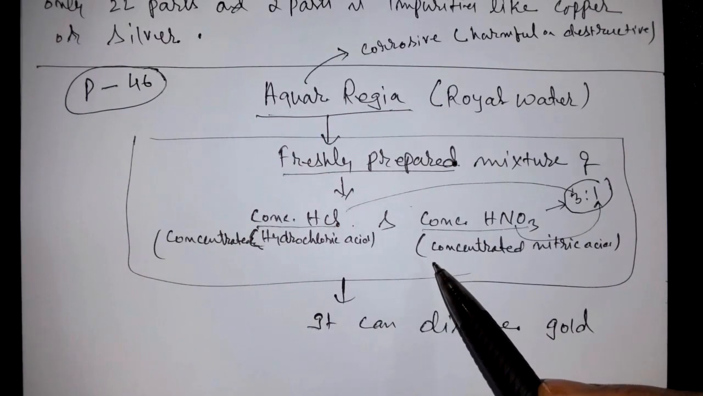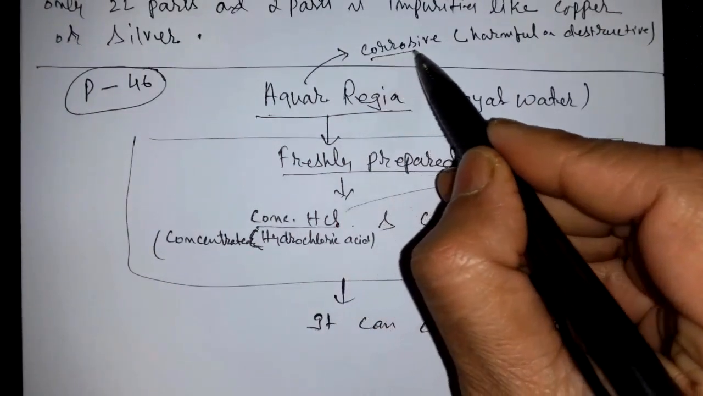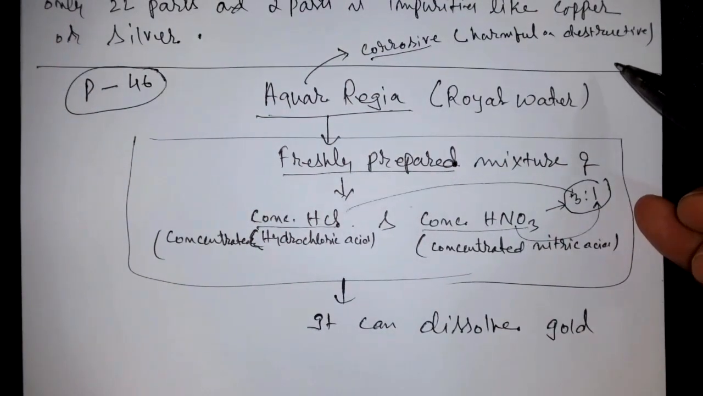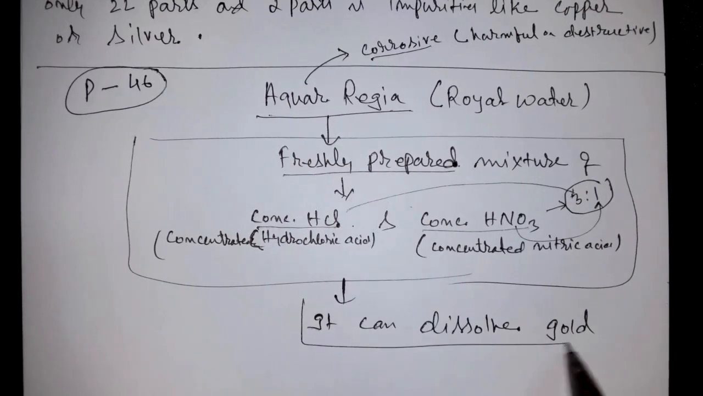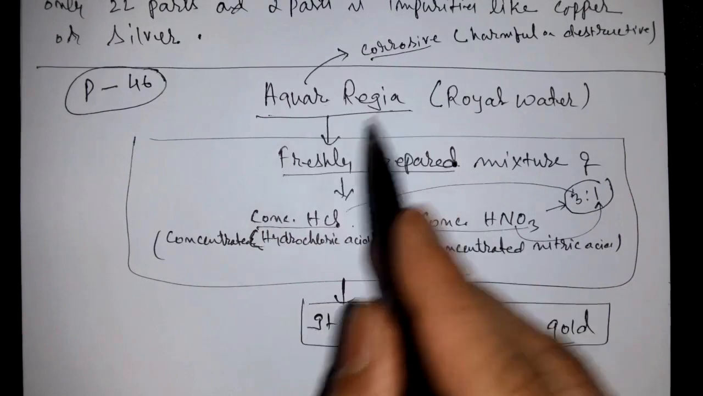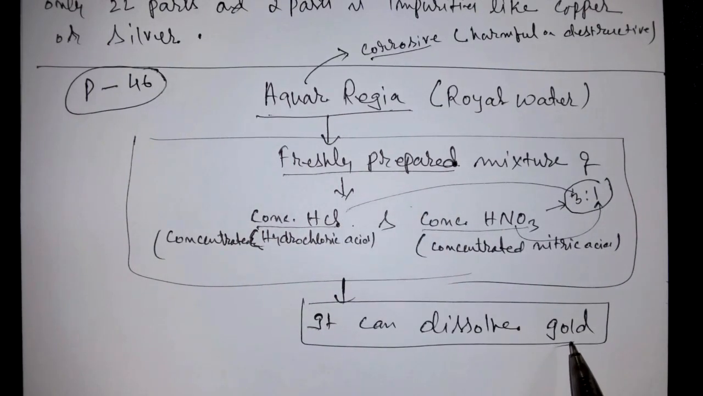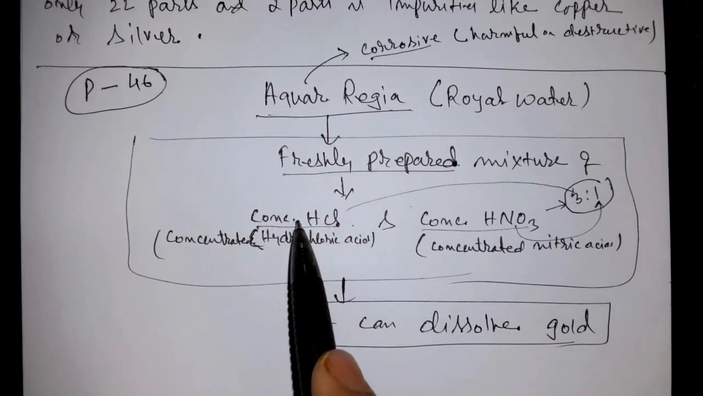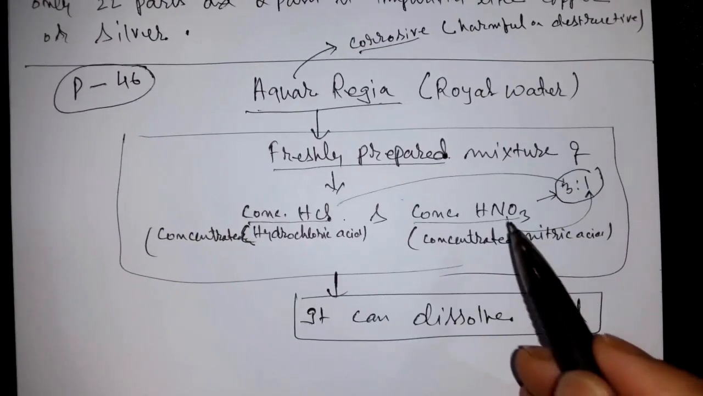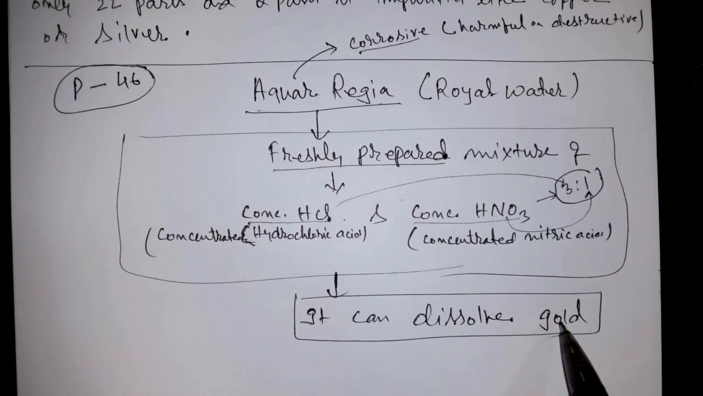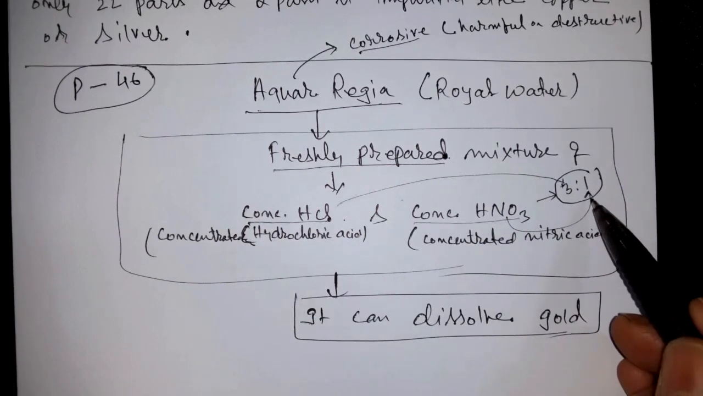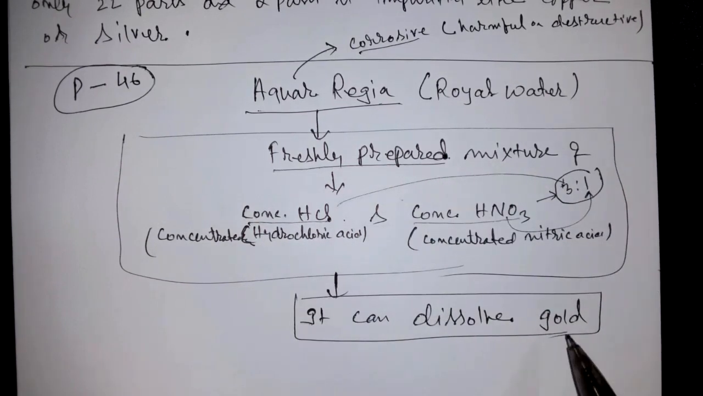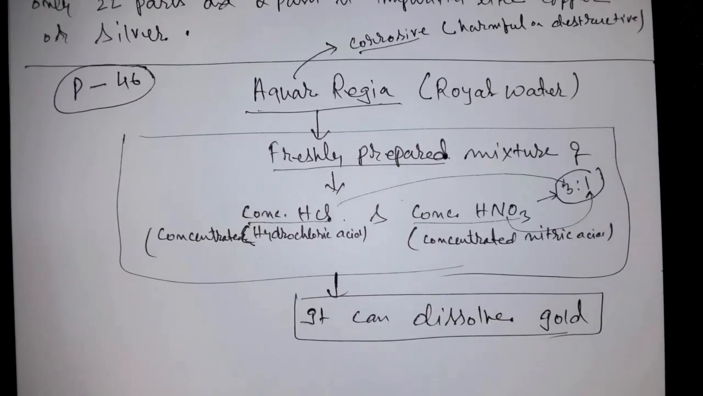And this solution is very strong, or textbooks say it is very corrosive, that is, it is very harmful or destructive. Any surface it can destroy. And generally gold does not dissolve in anything. So gold dissolves only in Aqua Regia. Our textbook is saying this mixture can even dissolve gold. Now, if you put gold only in one acid, it will not dissolve. So gold will not dissolve individually in any one of the acids. But when these two are mixed in this ratio and it is freshly prepared, then only the gold will dissolve. Okay.